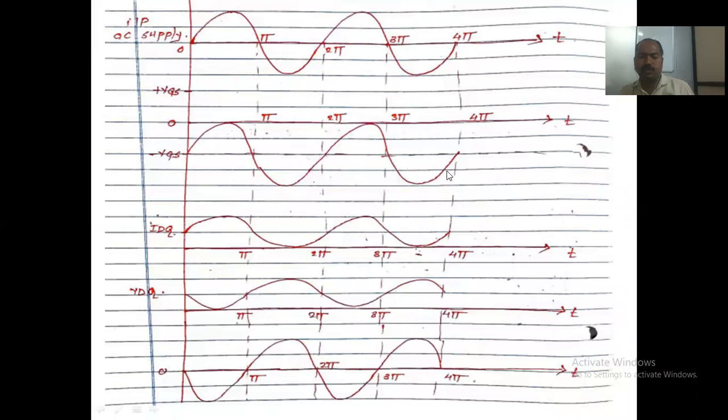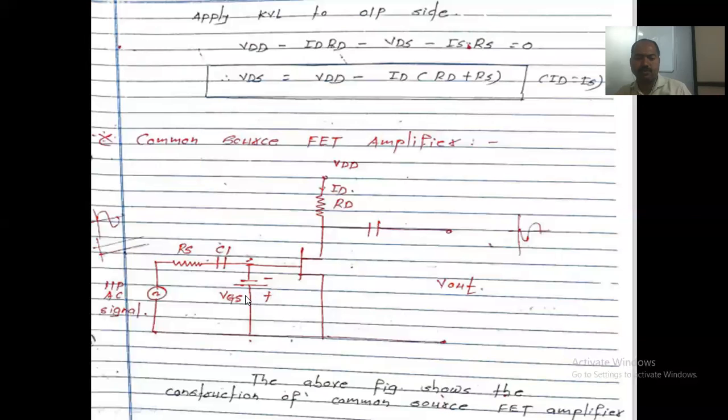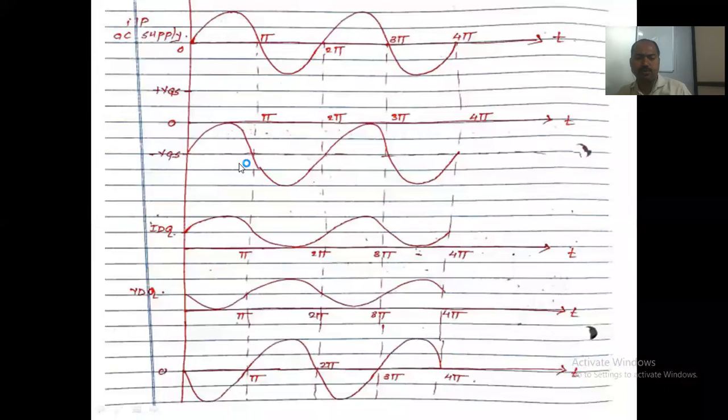Yes, sir. Okay, I will say this once again. AC, this is the input AC supply applied across it. Minus VGS indicates that we have applied the reverse voltage, negative voltage to this. That's why it is below the line.